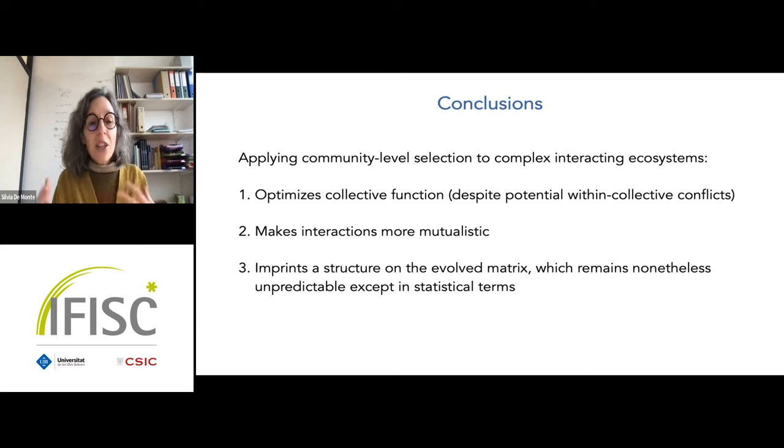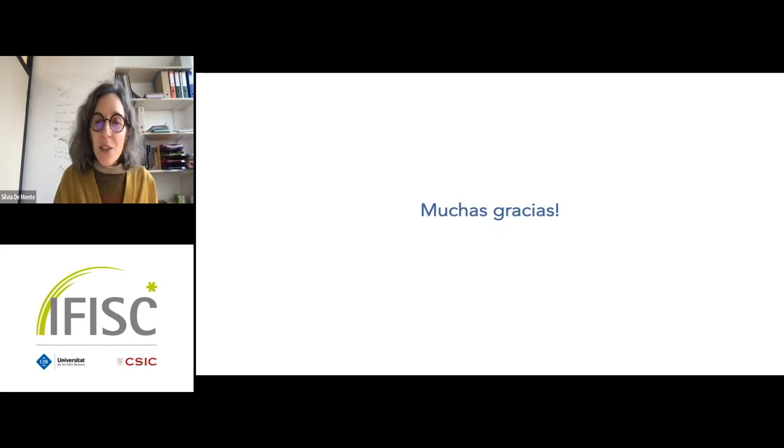These interactions that become more mutualistic also imprint a structure on the evolved matrix. And this structure is, surprisingly for us, predictable statistically, but it is actually unpredictable in terms of the single species. So if you started with a slightly different community, you would end up with a community that has the same statistical features, but different species will play a different role. And this is all. Muchas gracias. And I'm open for questions.